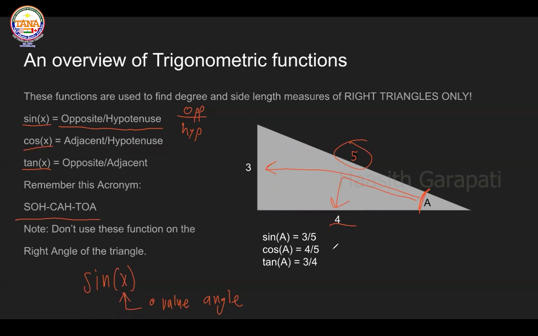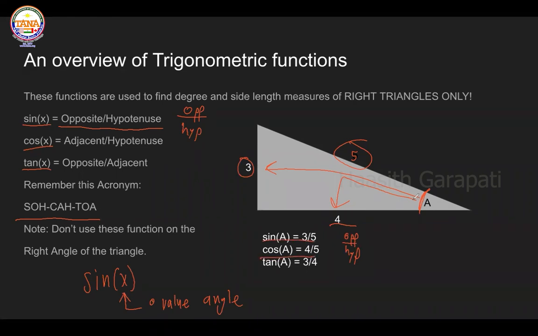In this case, the side length is 4 over here. But back to talking about sine. Sine is equal to opposite over hypotenuse, right? In this case, the opposite side value is going to be 3, and the hypotenuse side value is going to be 5. So sine of A is equal to 3 over 5.